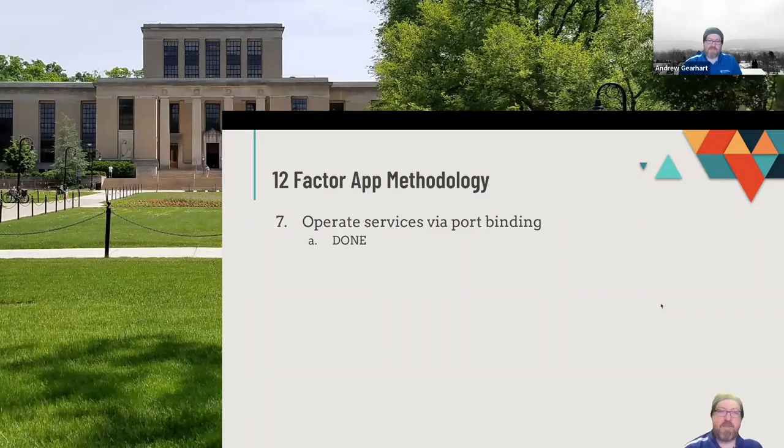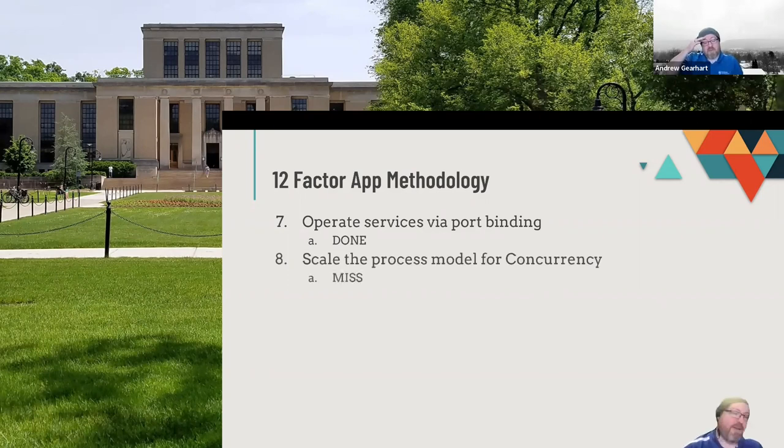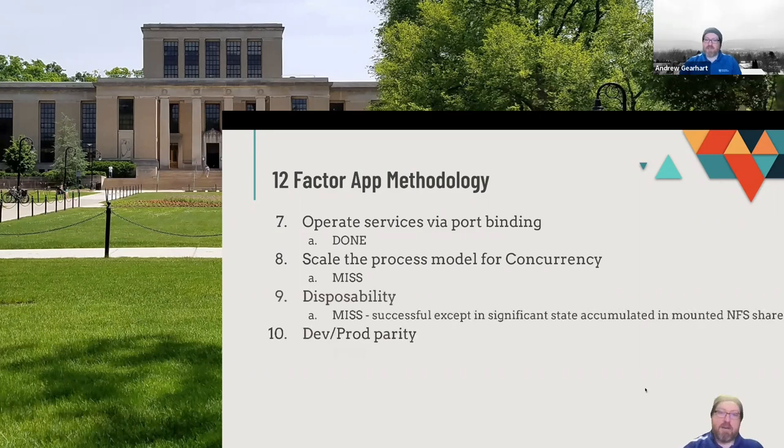Scale the process model for concurrency. We have the ability to scale based upon database load, but we could theoretically run more web servers in terms of scaling the process model. The only part that I'm not certain about is how we would handle sessions and whatnot. I think we'd be okay, but right now I'm still counting this as a miss because I haven't tested it. So the question of disposability: the state that we have throughout the system is all stored in NFS shares for the database as well as the file shares. So we're successful except for that state that we're maintaining.